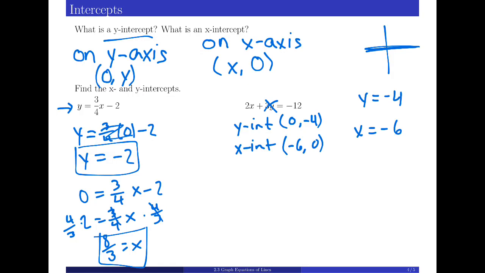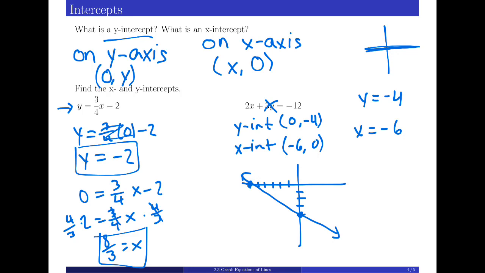Well, this gets us 2 points that are on this line. So we could actually very easily graph our line from this form. We have an x-intercept at negative 6. We know our y-intercept is at negative 4. And all it takes is 2 points to be able to graph a line. So we could draw our line through those 2 points.